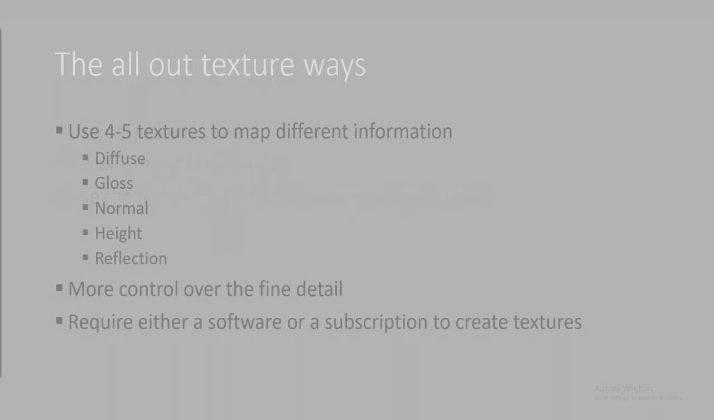Second one's gonna be the all-out texture way. Now this one uses 4 to 5 textures to map different information. So it uses the diffuse, the gloss, the normal and the reflection map. You get overall more control over the fine details, so you can really fine-tune the shader to get the look that you really want.